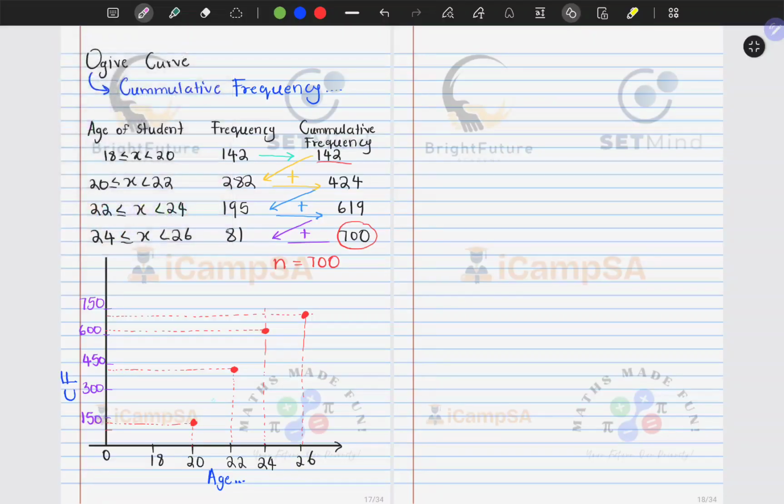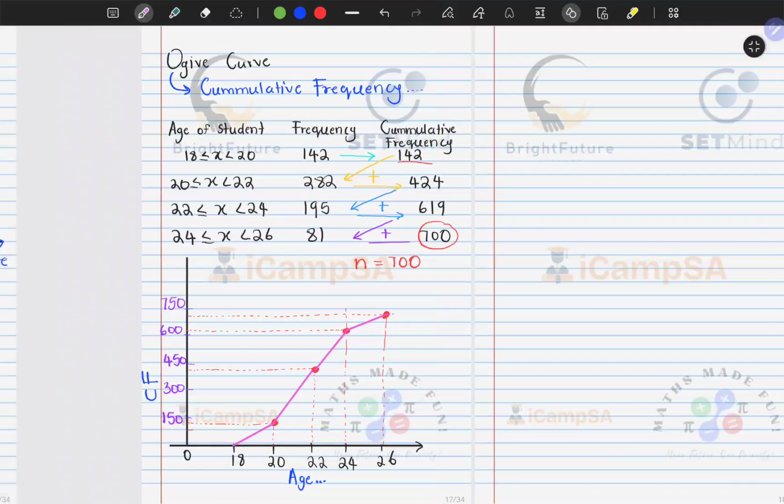So let's go and do so. This and that. Then this and that. And this and that. Okay. So that is how our Ogive curve is going to look. So you can finish it up by doing that. So I hope that it does make sense to you guys. It's a very simple graph if you think about it carefully, right?